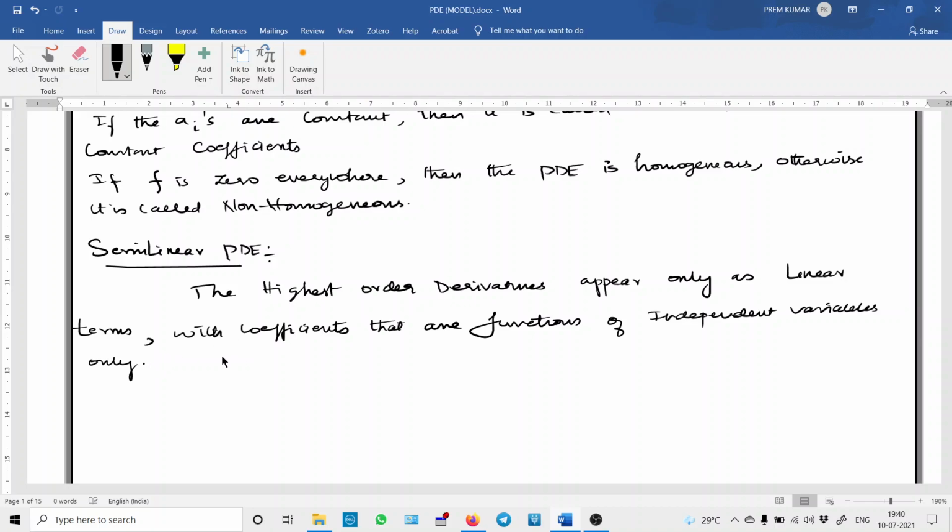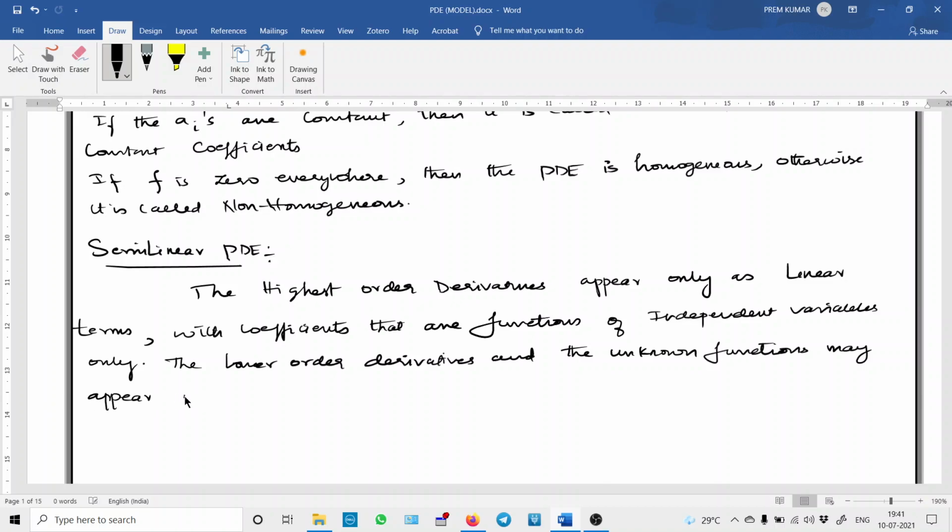The lower order derivatives and the unknown functions may appear arbitrarily, otherwise. Okay, this is how a semi-linear PDE is defined.